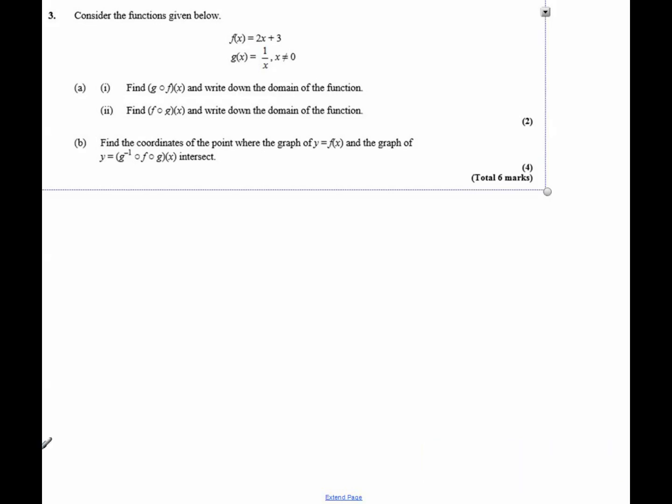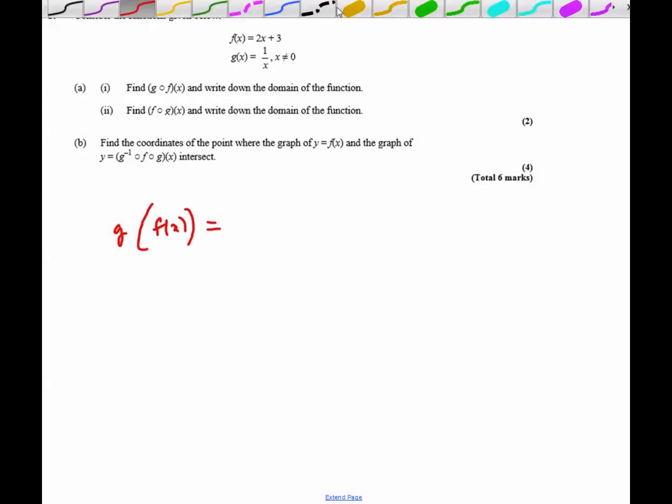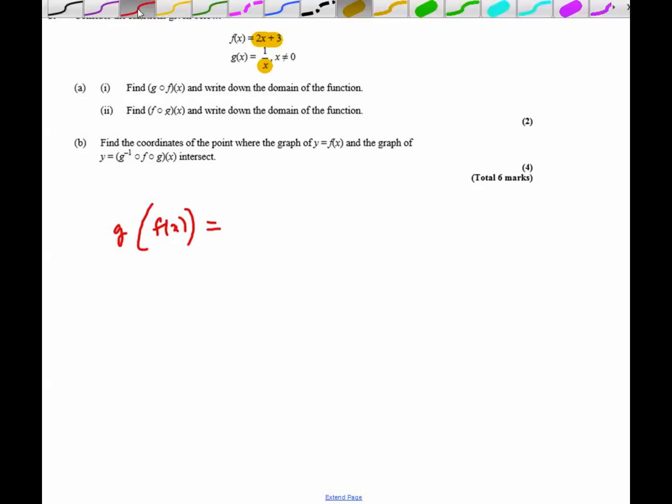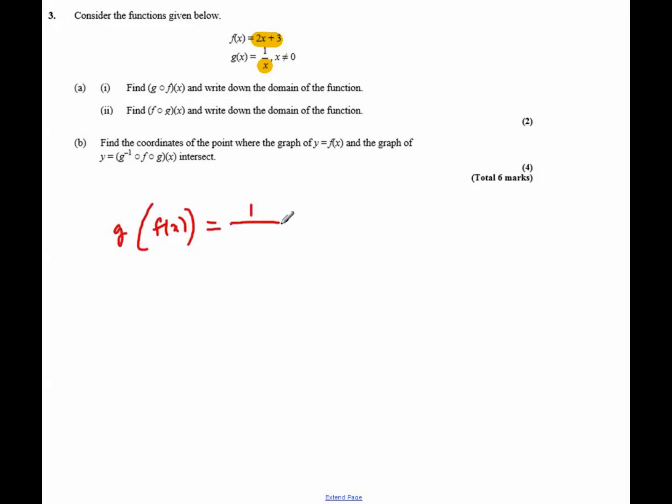Consider the functions below. I'm just going to close down my inbox. Find g of f of x. So for part 1, I'm going to write that as g of f of x because I find that easier to think with. And what we need to do over here is put f of x into g. So we get 1 over 2x plus 3. And write down the domain of the function.